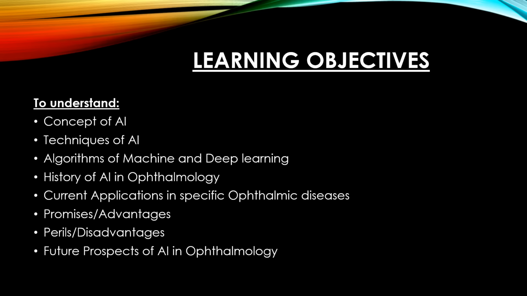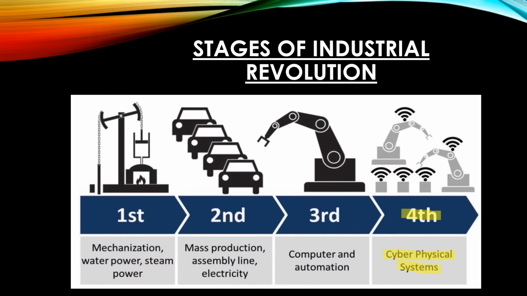So our learning objectives today will be to understand the concept of artificial intelligence in totality, the various techniques of AI, the algorithms of machine and deep learning, the history of artificial intelligence in ophthalmology, its current applications in specific ophthalmic diseases, the promises that it holds, the perils which it is fraught with, and the future prospects of AI in ophthalmology.